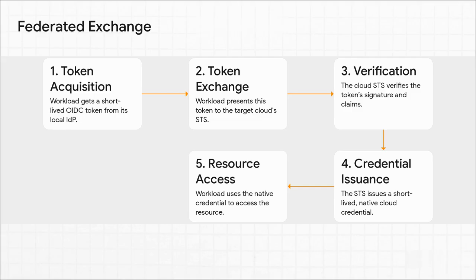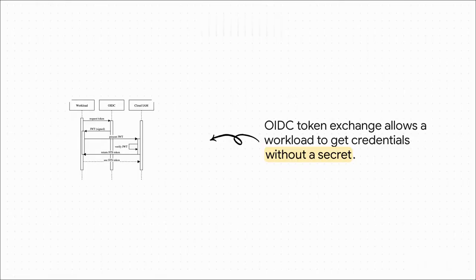And finally, the workload uses that new native credential to do its job. And this diagram shows that whole flow in action. You can see the workload on the left asking for a signed JWT, that's a JSON web token, from its OIDC provider. It then presents that JWT to the cloud's IAM system, which verifies it and then hands back a temporary native token. The workload then uses that token to access what it needs.